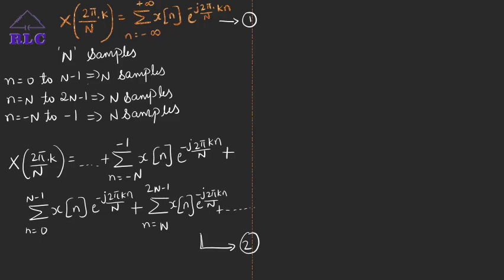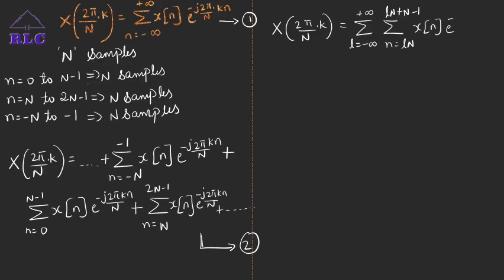Now equation 2 can be represented in a compact manner, that is X of 2 pi by N into k, the left-hand side, is equal to summation L tending from minus infinity to plus infinity. This is the outer summation. The inner summation is summation n is equal to LN to LN plus N minus 1 x of n into e power minus j 2 pi kn by N.